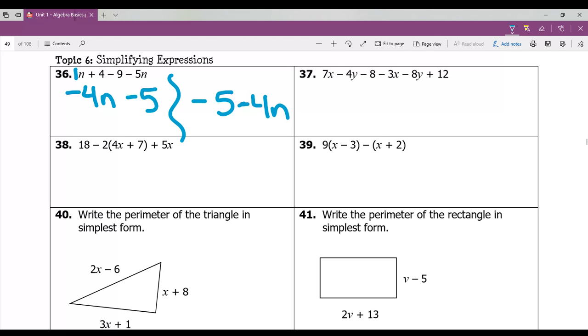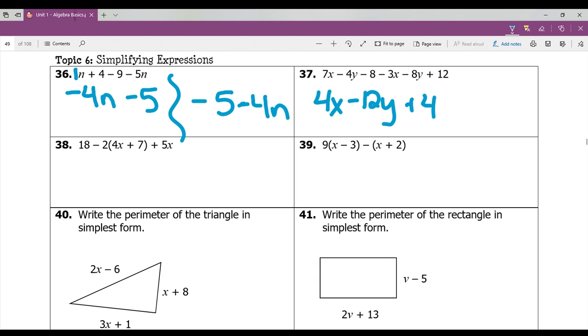I see 7x, subtract 3x, that gives me 4x. Negative 4y, I take away 8 more, that gives me negative 12y. Negative 8 plus 12 is plus 4. And again, if you switch the order around of those, that's okay, but generally you start with x, go to y, and then your constants.